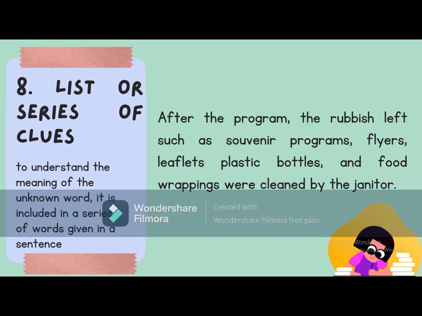Next, we have the list or series of clues. To understand the meaning of the unknown word, it is included in a series of words given in the sentence. So a list of examples or clues were given right after the unfamiliar word. Say for example, our unfamiliar word is rubbish. Rubbish can be souvenir programs, flyers, leaflets, plastic bottles, and food wrappings.